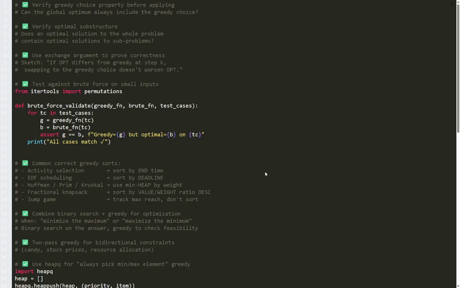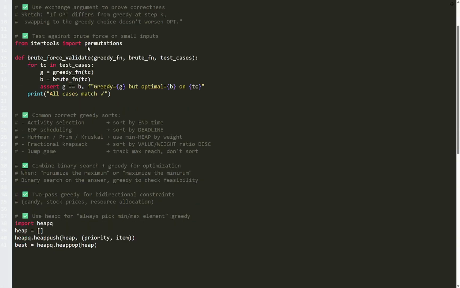Click on the positive side. Verify the greedy choice property before coding. Validate against brute force on small inputs. Write a brute_force_validate harness that checks your greedy function against an exhaustive search on all test cases with small n. Memorize the canonical sort criteria.